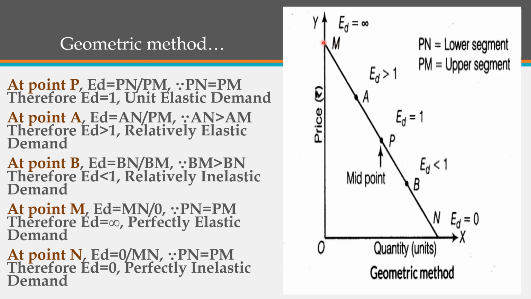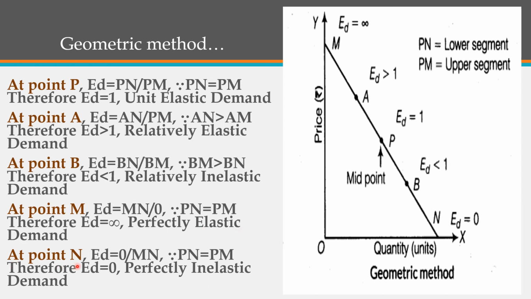At point M, the lower segment is the entire demand curve, which is MN. Is there an upper segment to this from this point? No. So upper segment is equal to 0. So MN upon 0, we know any number divided by 0 is equal to infinity. And when elasticity of demand is equal to infinity, what is the type of elasticity of demand? It is perfectly elastic demand.